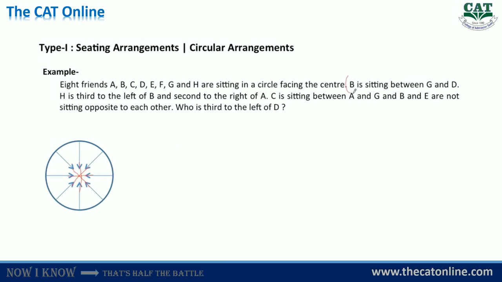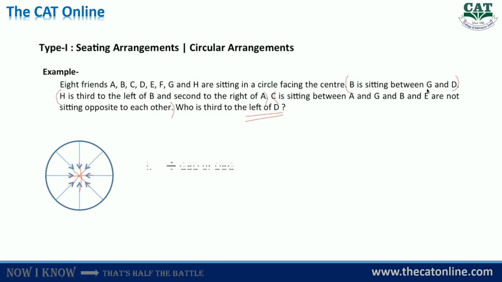And now your information starts from here. This is the first line. This is the second line. This is the third line. And this is the question: who is third to the left of D? Now this first, let's write this information. This is comparative information. We'll not plug it in over here, but we'll write it separately.